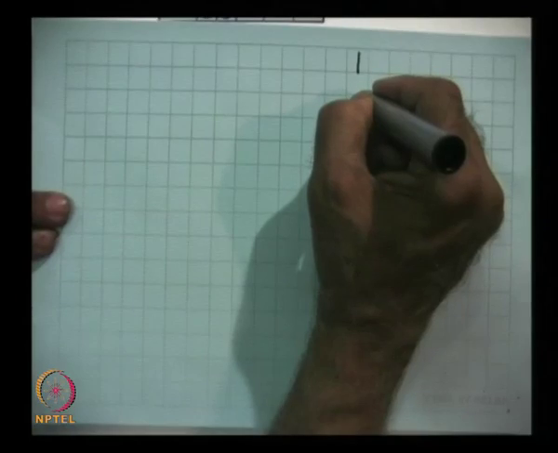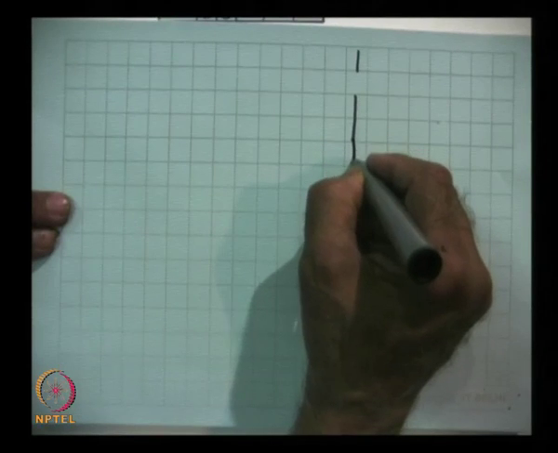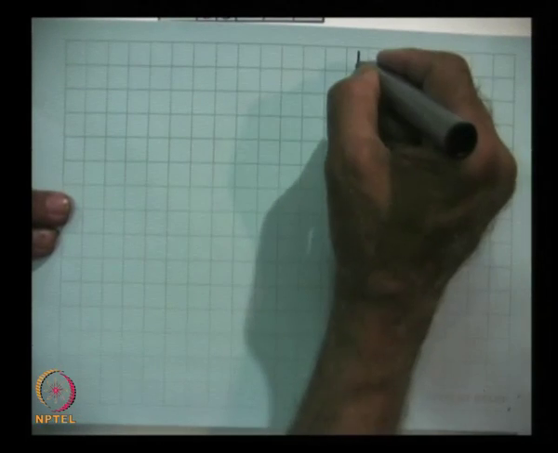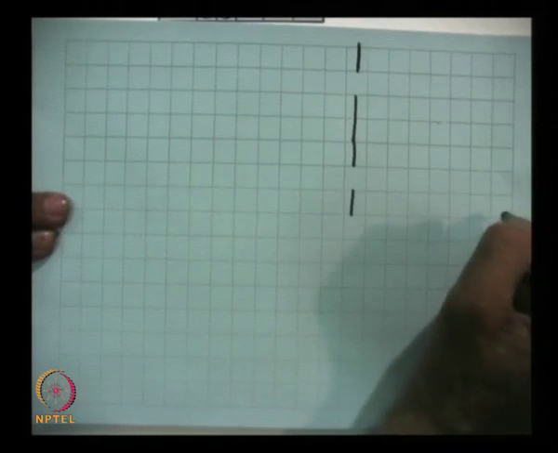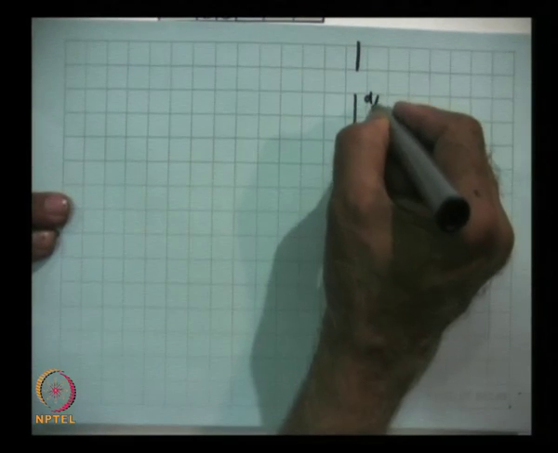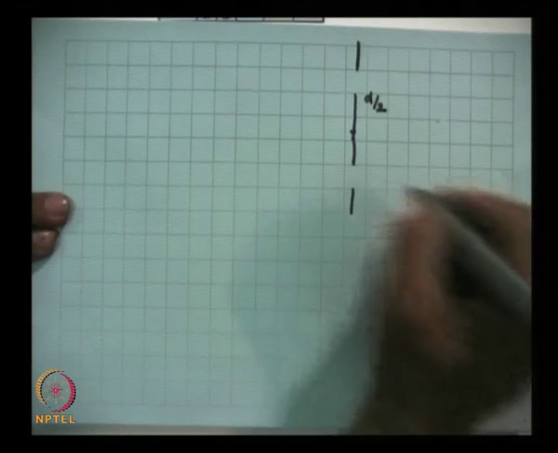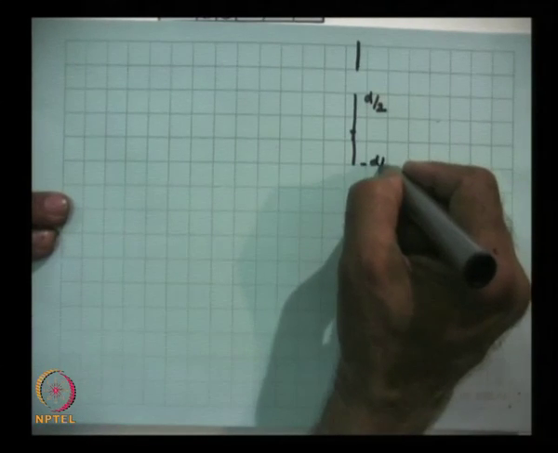So, let me consider another simple, related problem, that instead of a single slit, I have two slits. Let us suppose each slit is of width b, and then this is d by 2 and this is minus d by 2.